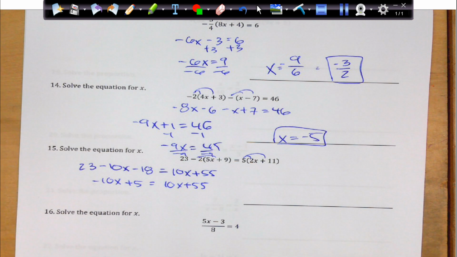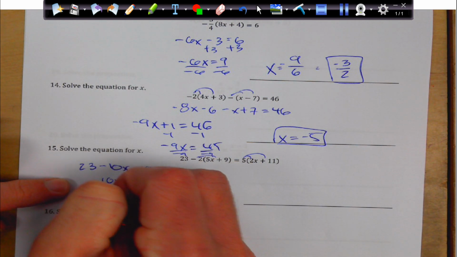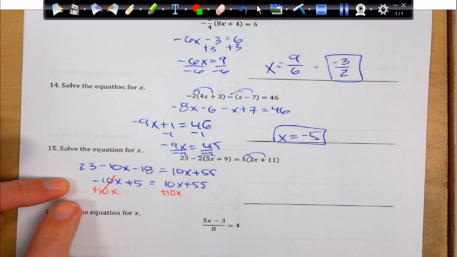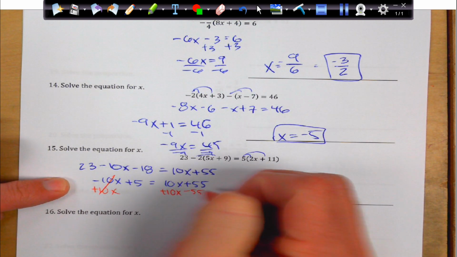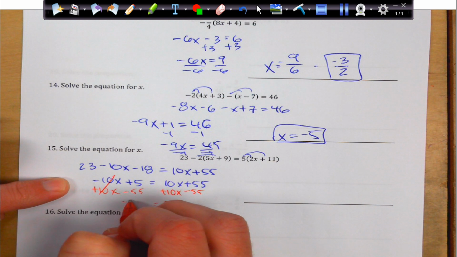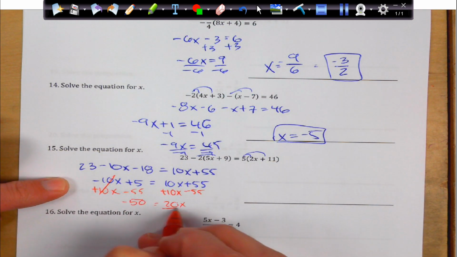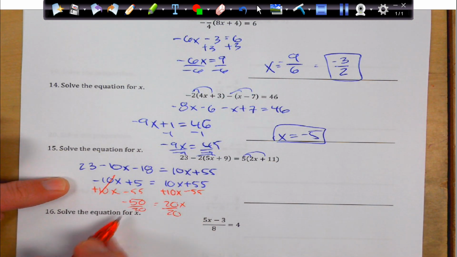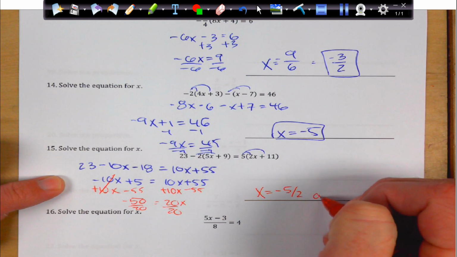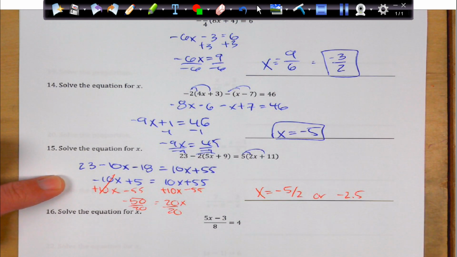Now, smaller is the 10x, so I'm going to add 10x on both sides. But I can do 2 maneuvers at once. If I'm moving the x over here, I want to move the 55 over here. So if I do that, I get 20x equals a negative 50, and then we can divide by 20. And that's going to give me x equals negative 5 over 2 or negative 2.5. That depends how you want to write that one. But they both work.